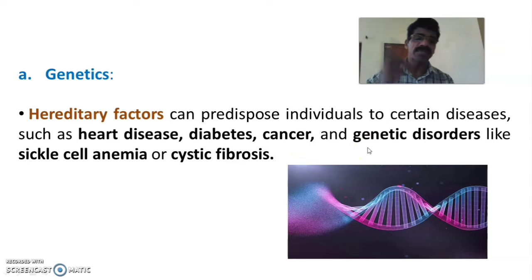So there are many genetic disorders transmitted from parents to children. I have given a few examples like sickle cell anemia, cystic fibrosis, etc. So you can understand that there are many various genetic disorders that can be transmitted from parents to children. So this is about how genetic factors influence positively or negatively the health of the human being.